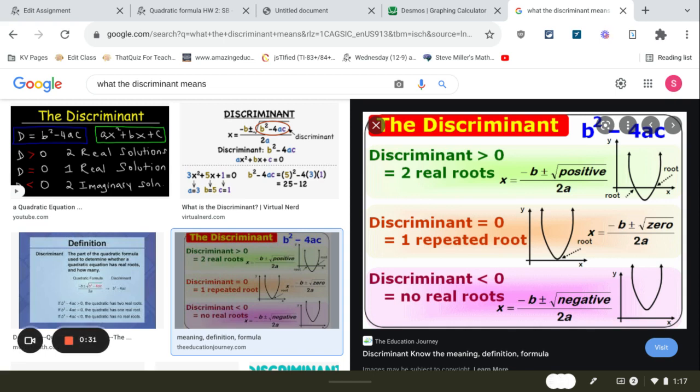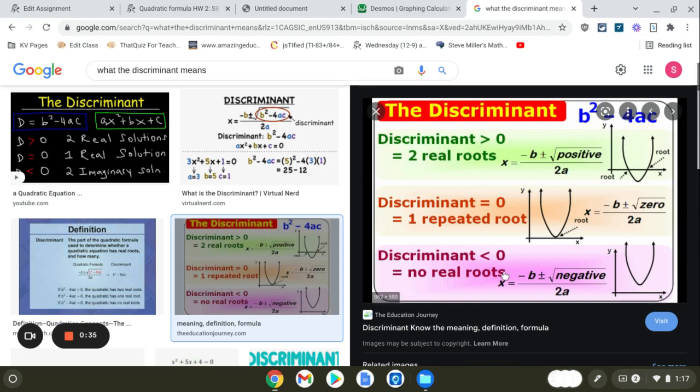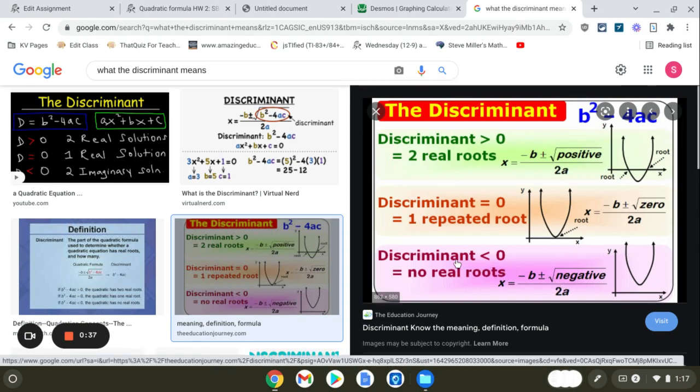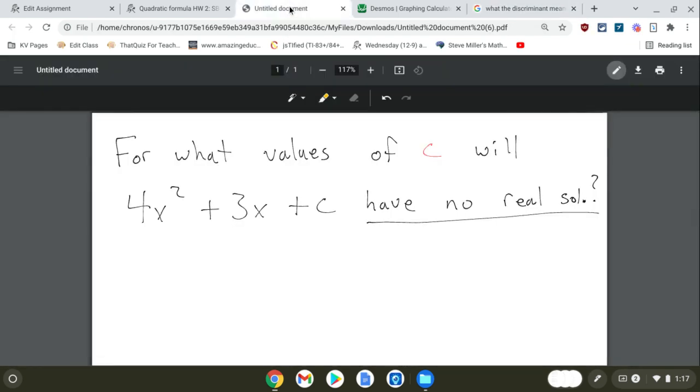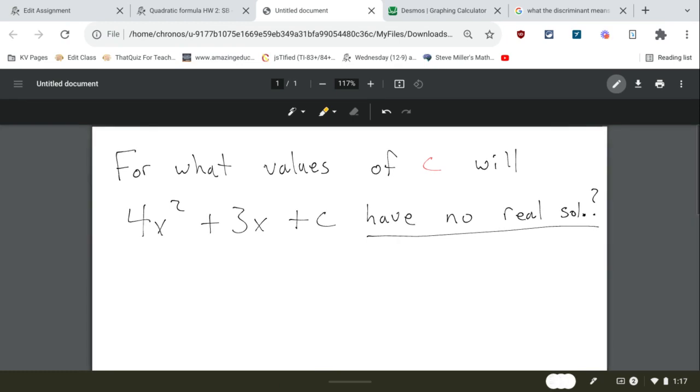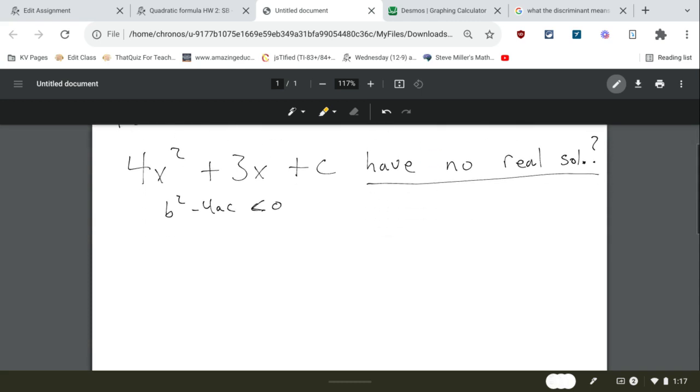All right, because I want it to have no real solutions, I'm going to take the discriminant part right here, and I'm going to set it less than 0. I'm wanting that discriminant to be negative, so I'm going to force it to be less than 0. That's the equation or inequality that I'm going to set up. So I'm going to do b squared minus 4ac is less than 0. That's going to be my setup for this.